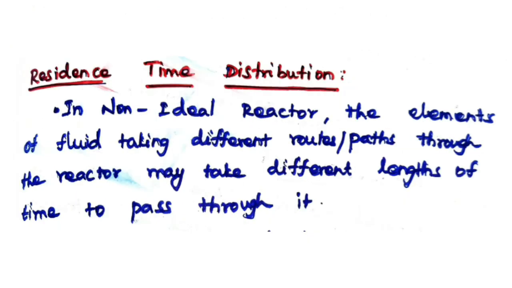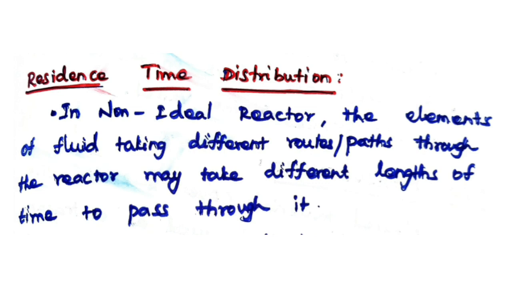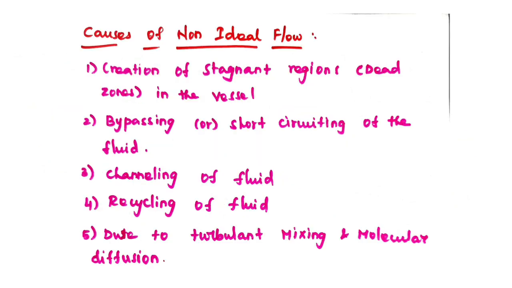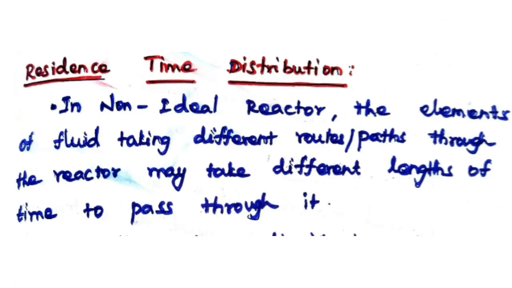There are many reasons for molecules spending different times inside the reactor. It may be due to bypassing or short circuiting of the fluid, channeling of the fluid, turbulent mixing and diffusion, and due to stagnant region formation. Okay, let's see how to calculate this residence time distribution.